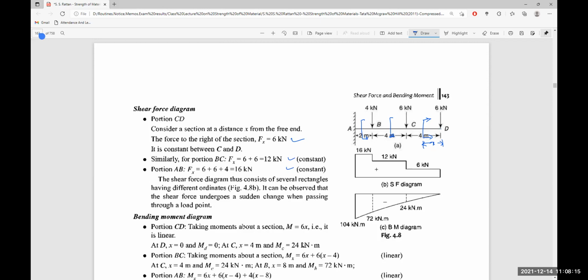The shear force diagram thus consists of several rectangles having different ordinates. From D to C, it is 6 kN. Next, at point D, it is increased by another 6 kN, so it becomes 12 kN. And at point B, it is increased by another 4 kN, so it becomes 16 kN. So the shear force diagram consists of several rectangles with different ordinates. It is observed that it undergoes a sudden change when passing through a load point.